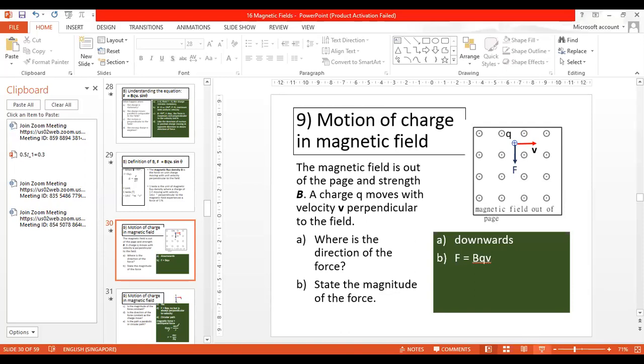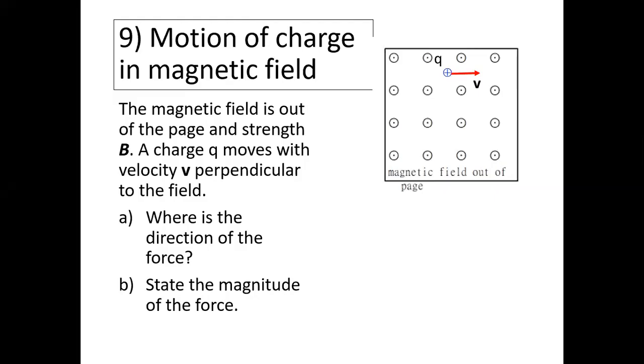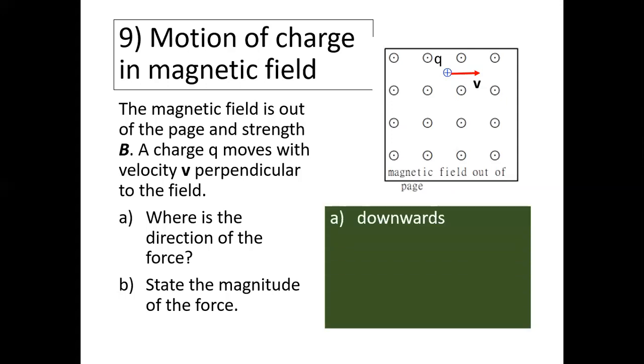Okay, so you should be able to tell the direction. Right? Direction, and then know the magnitude. This one is memory work. F is BQV. Q is the charge, the magnitude of the charge. V is the velocity.